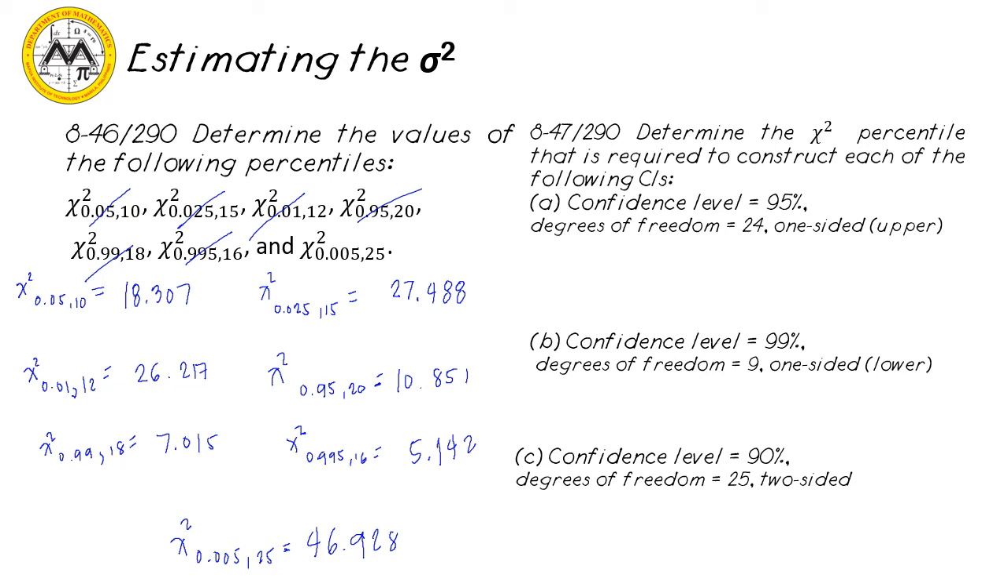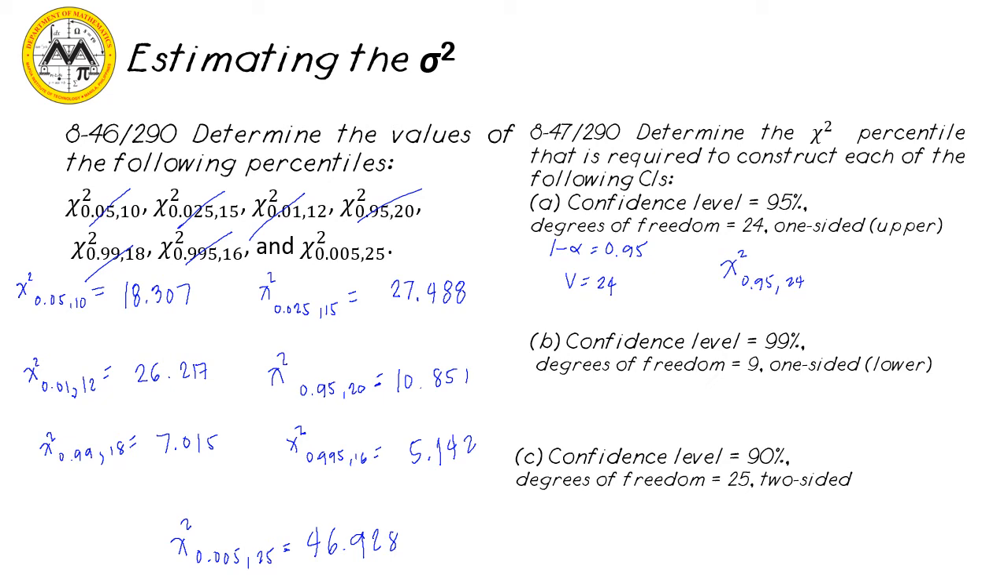Next one, determine the chi squared percentile that is required to construct each of the following confidence intervals. First, 95%, degree of freedom 24, upper side. Since we're looking for the upper side, that's 1 minus alpha, which is 0.95. This is one-sided, so the degree of freedom is 24. So chi squared of 0.95, 24. Observe that for upper, we use 1 minus alpha. For lower, we use alpha.